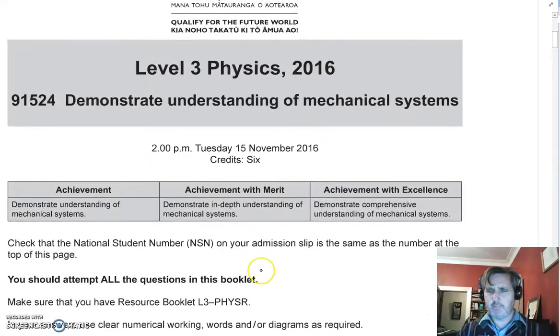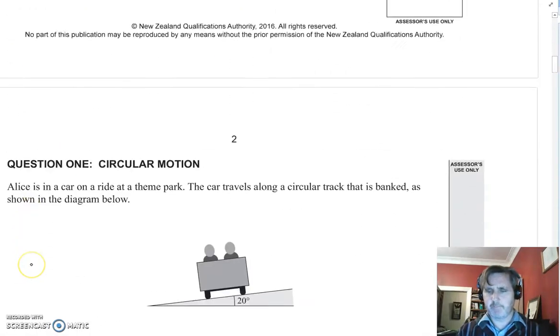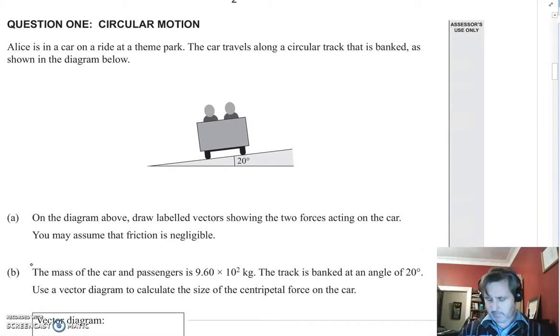One thing to notice about this paper, if you're going to be sitting it in 2017, is it's worth 6 credits, and you're going to spend about an hour 10, maybe an hour 15, completing it during your exam. In this video, I'm going to go over the first question. The first question is about circular motion. So let's get into it.